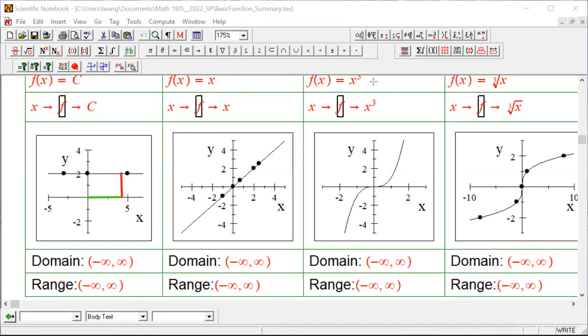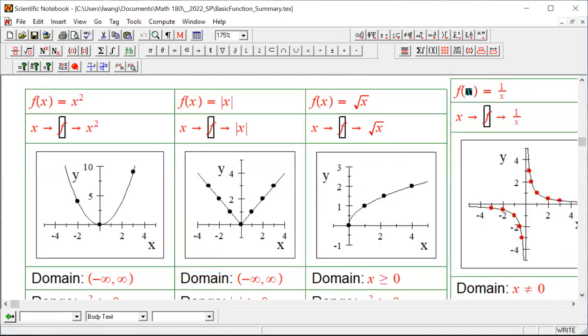The input is the horizontal measurement for all of these cases. And the outputs are vertical. It's just that different rules produce different outputs. So input, output, input, output, input, output, and keep going. This concept, this visual creation.